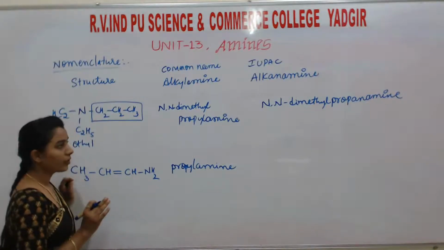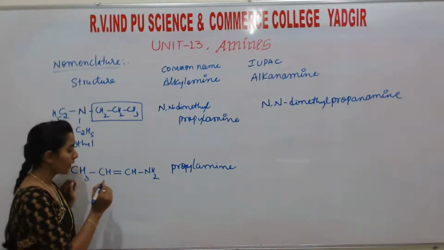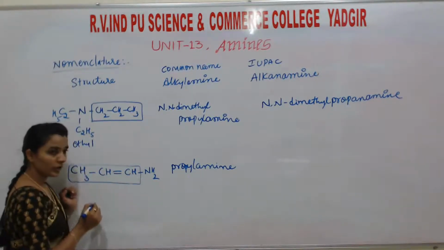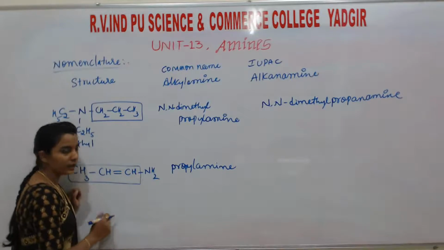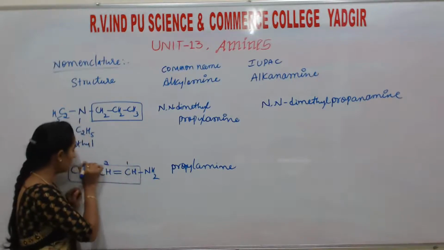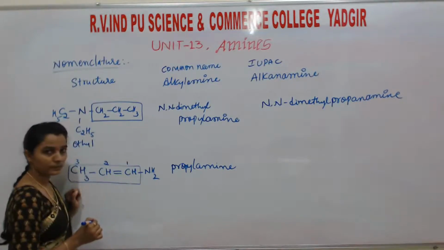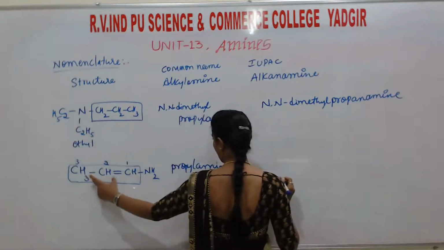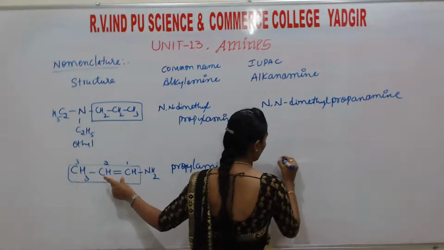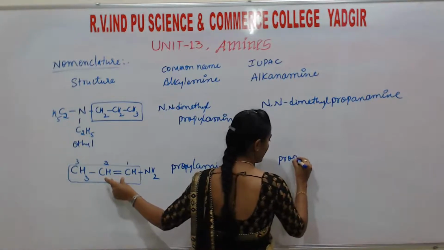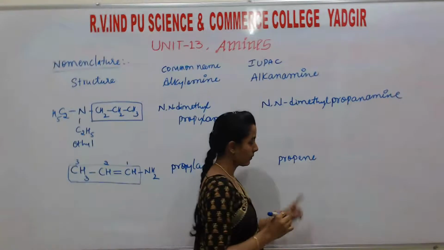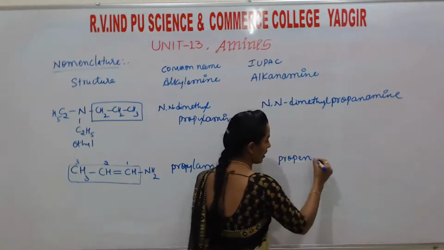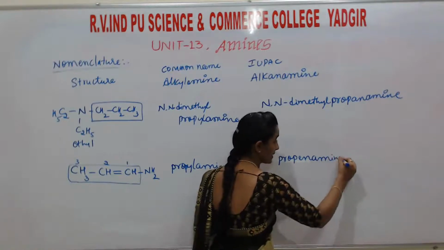Okay. Next, if you want to name the IUPAC name, this is the parent chain. Here the NH2 group is there. Numbering starts from here, 1, 2, 3. First write the name. What is the name of the parent chain here? Propene, because a double bond is there. Propene. But the last E is replaced by what? Amine. This is the name.